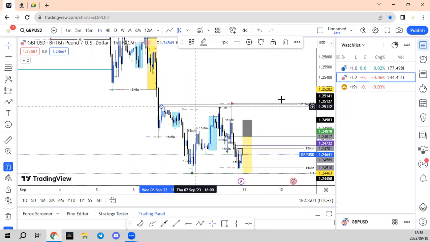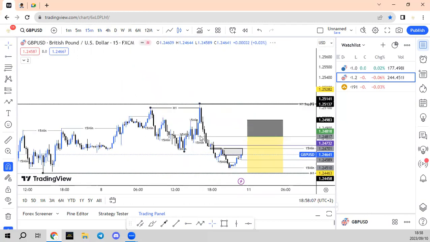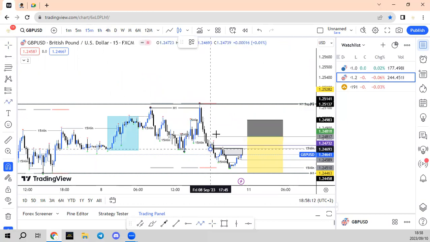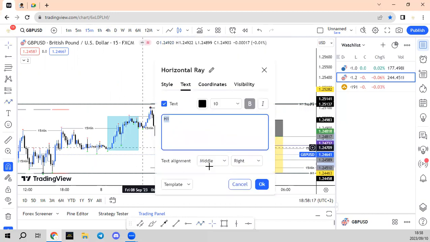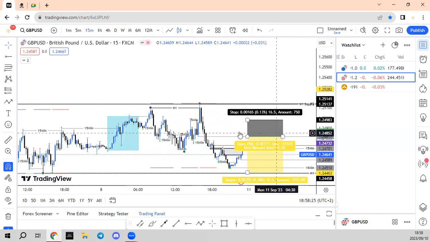So on Friday, I did come up with a trade right here. I thought this was gonna maybe retrace a bit deeper before I can sell, you understand? However, it just reacted here and it went down. However, I'm still hoping that it goes down.